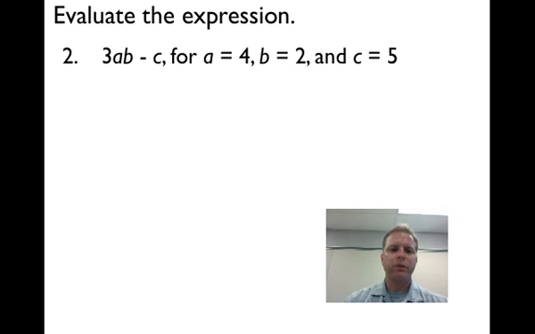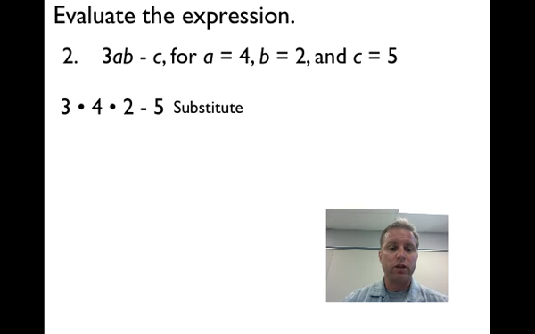Number 2, 3AB minus C, for A is equal to 4, B is equal to 2, and C is equal to 5. Remember, when you have numbers and variables next to each other, it means multiplication. So we're not going to write 342. When we substitute in, we're going to write 3 times 4 times 2 minus 5.